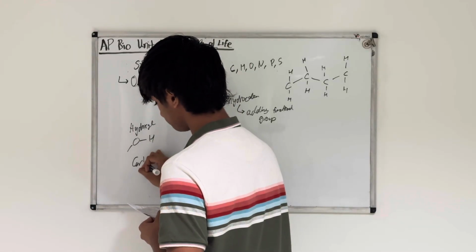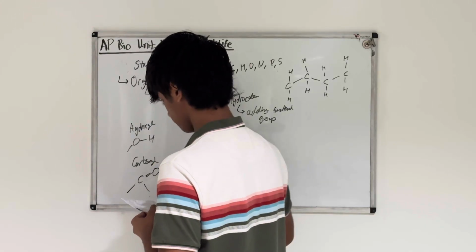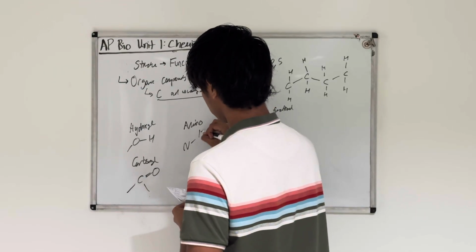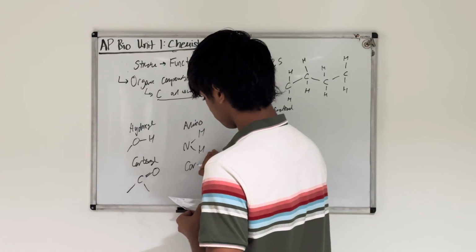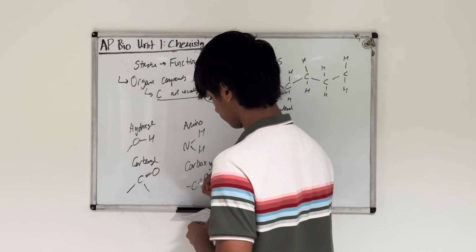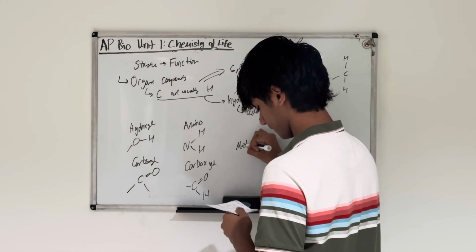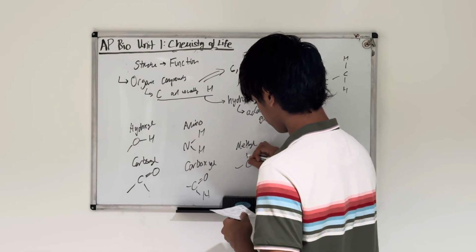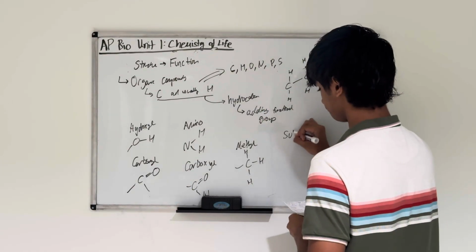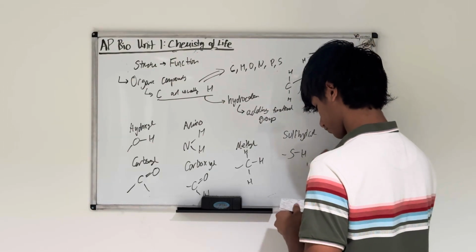You need to know carbonyl, which is just a carbon double bonded to an oxygen. An amino group, or amine group, which is a nitrogen bonded to 2 hydrogens. A carboxyl group, which is similar to carbonyl, except it has a double bond to oxygen, but also a bond to hydroxyl. There's also methyl, which is a carbon bonded to 3 hydrogens. Sulfhydryl, which as the name suggests, is a sulfur bonded to a hydrogen.